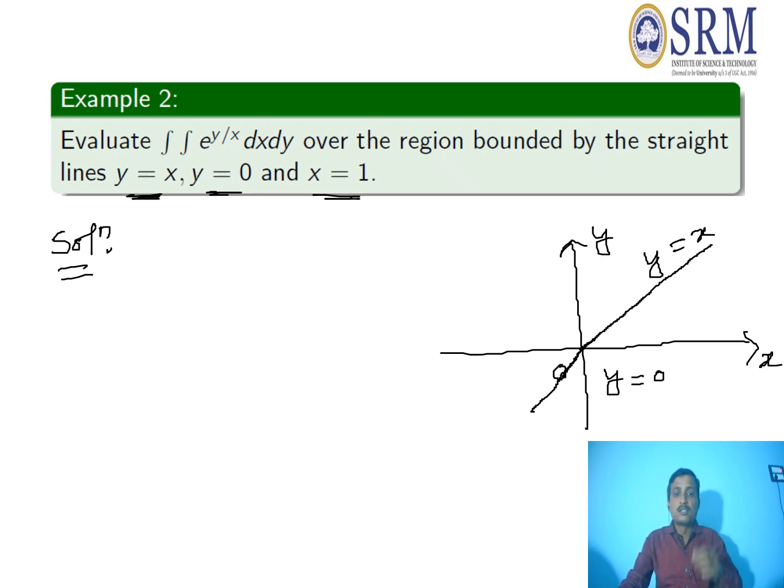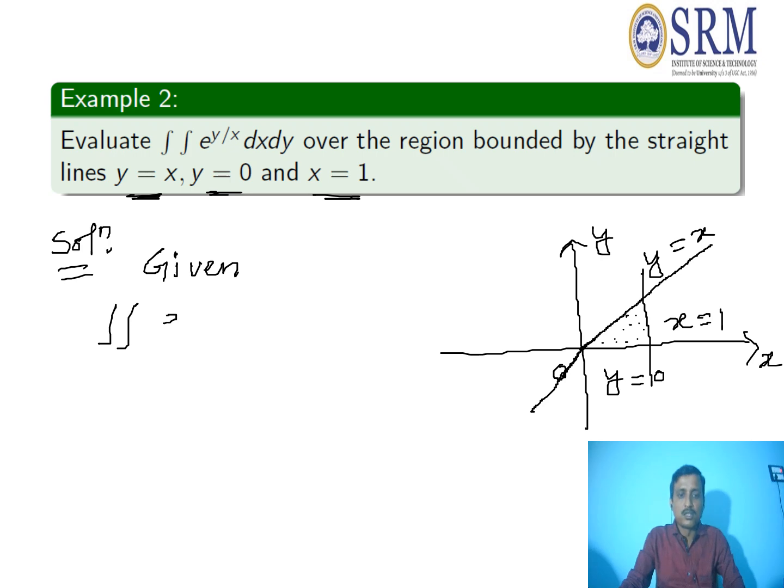Now x is equal to a, sorry, for understanding I am writing x is equal to 1. Suppose this is my x is equal to 1. Then from the graph you tell me what is the bounded region. This is clearly showing the bounded region. As we have practiced, in the previous question we evaluated with respect to y. For this question also we will do it with respect to y, but as I told you, it is not compulsory. You can do it with respect to x also.